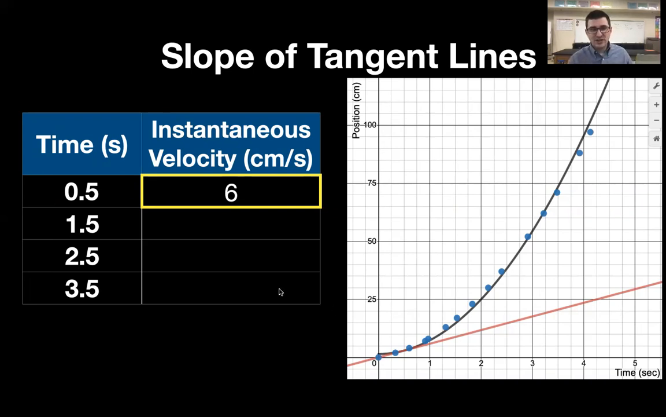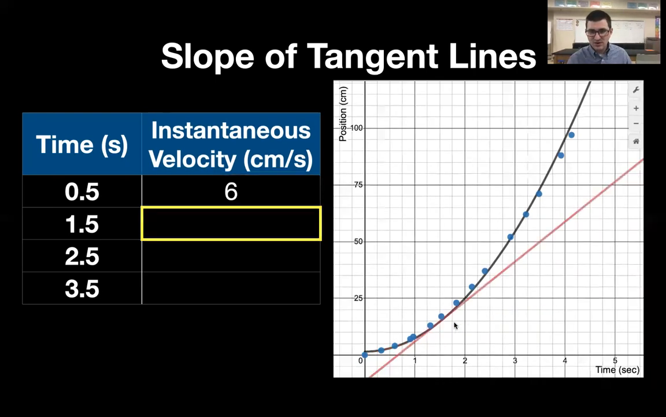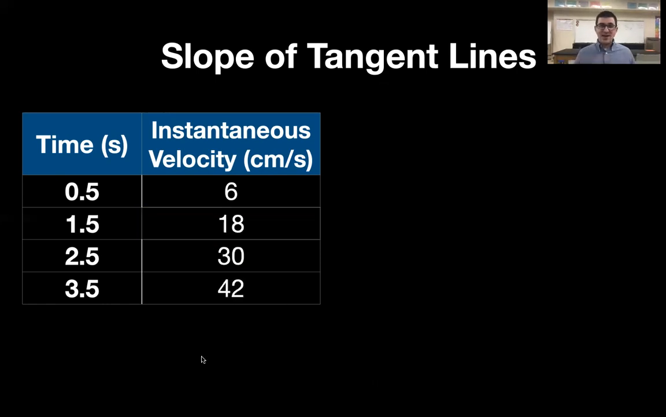So now I can do the same thing, except I would need to draw a new tangent line, this time at 1.5 seconds, which is right here. So this is my new tangent line at 1.5 seconds. When I draw the tangent line again, the slope of a PT graph is the velocity. So when I find the slope of this line, maybe using this point is a good one, and this one, I find the slope is 18 centimeters per second, which is the instantaneous velocity. And I can do that for 2.5 seconds and 3.5 seconds too. And then I get all of my instantaneous velocities at all my different times.